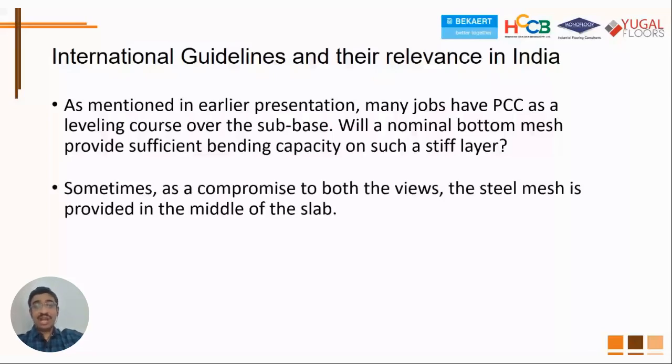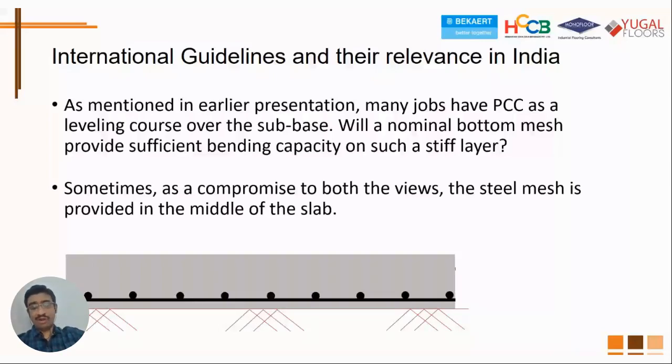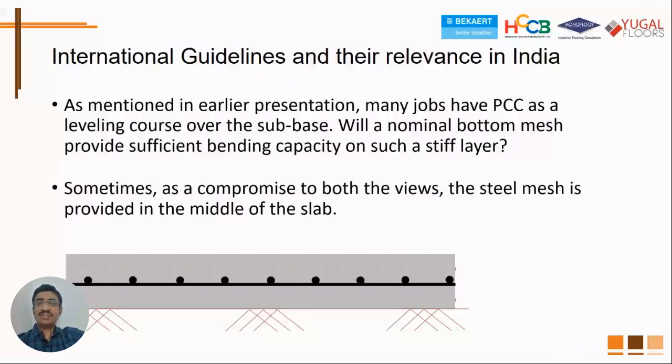And sometimes it so happens, funnily enough, that as a compromise to both of these views, the steel mesh is provided in the middle. For example, top is preferred by our guys here, and we say no. Okay, TR34 says bottom mesh. Can I put something in the middle as a compromise?